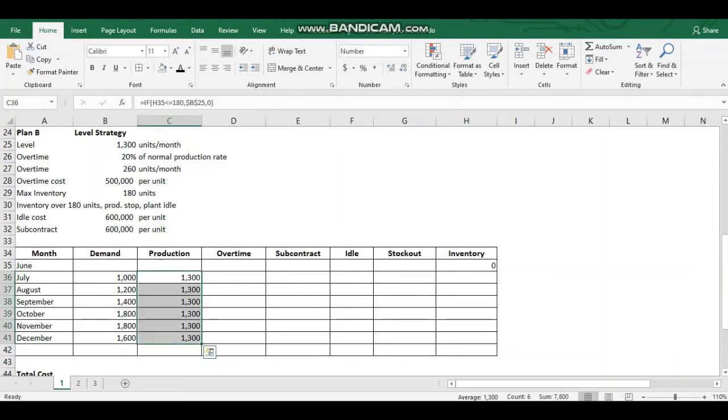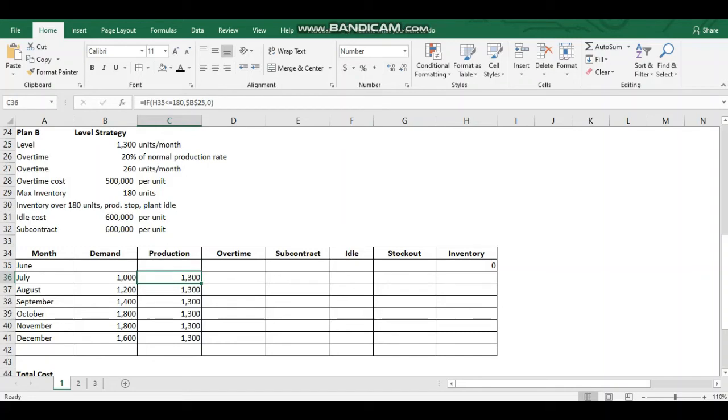Okay, so from July to December we produced 1,300 units per month, and then we have to determine the overtime, subcontract, idle, stock out, and inventory for each month. Now, start from July. The demand is only 1000 while we produce as much as 1300 units.